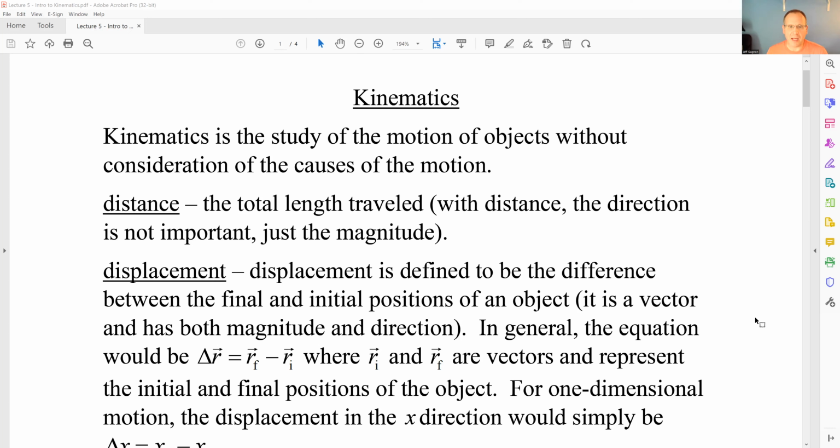Displacement is defined to be the difference between the final and initial positions of an object. Displacement is actually a vector. It has both magnitude and direction. And again, it only depends on the initial and final positions of an object.